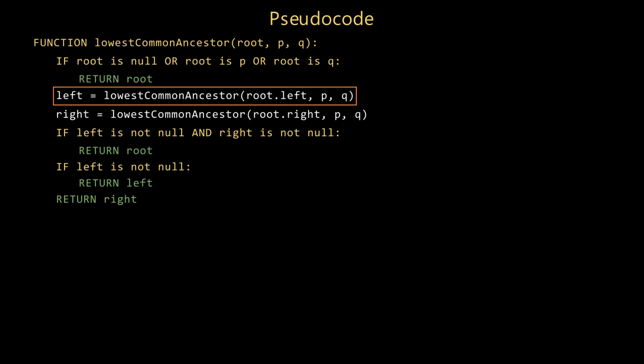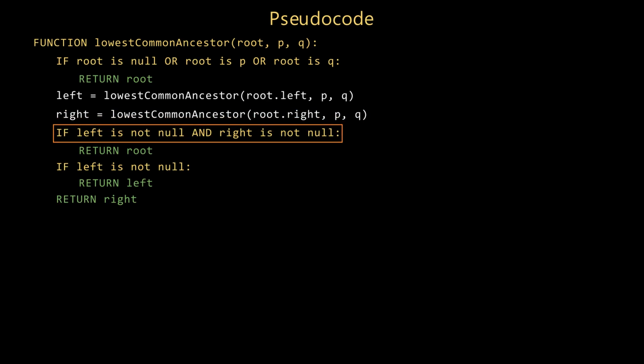Otherwise recurse on the left child and store the result in left. Recurse on the right child and store the result in right. If both left and right return a non-null node, the split is here, so this root is the lowest common ancestor. Return this root as the answer for the whole subtree rooted here.